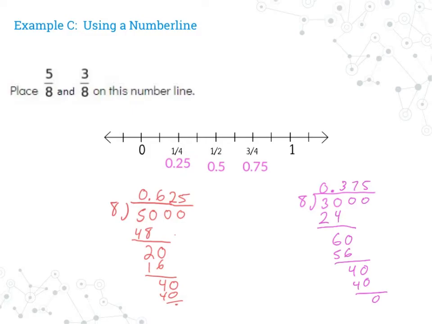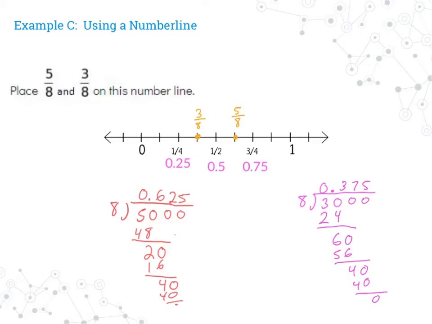So I know that 0.375 is right between 0.25 and 0.5, and 0.625 is right between 0.5 and 0.75. So I can put those on my number line now. I know that this is right between 0.25 and 0.5, so that's where 3/8 is going to go. I'm going to write it in original form, not in the decimal I turned it into. And the 5/8 goes right here between 0.5 and 0.75. Now that was a lot of work.